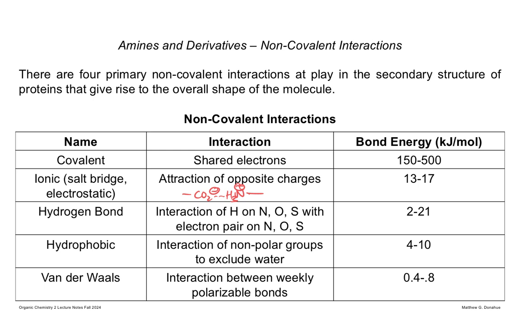Now, even though most of these non-covalent interactions have weak bond energies, if you think of a protein being hundreds or thousands of amino acids, you get a lot of these small numbers adding up to a large overall energy interaction.